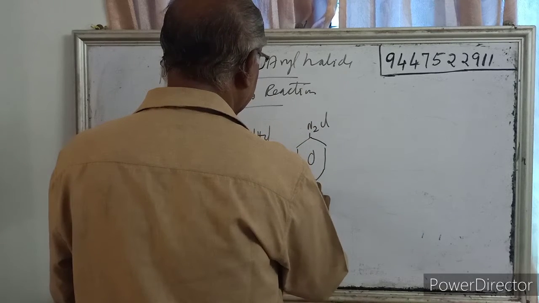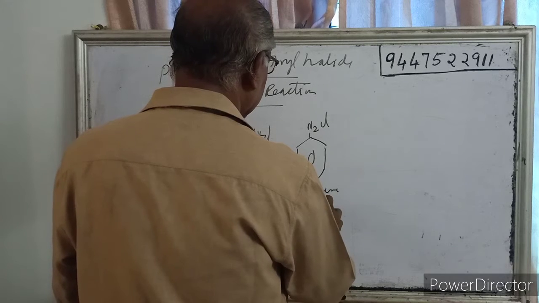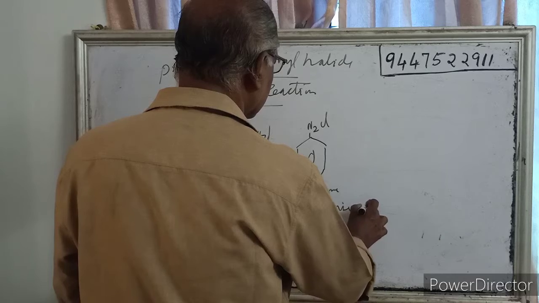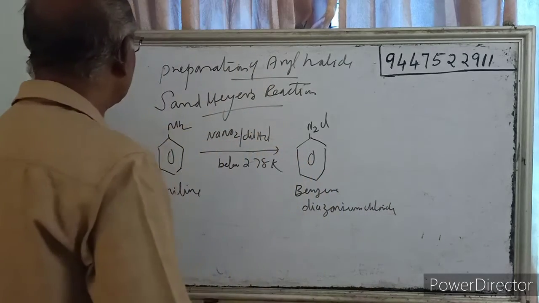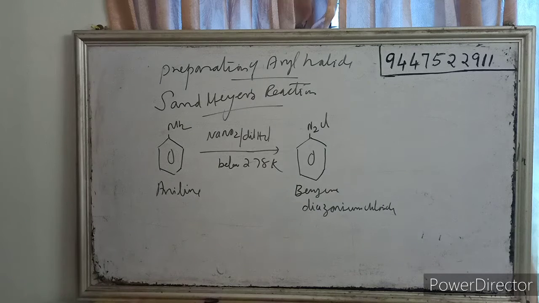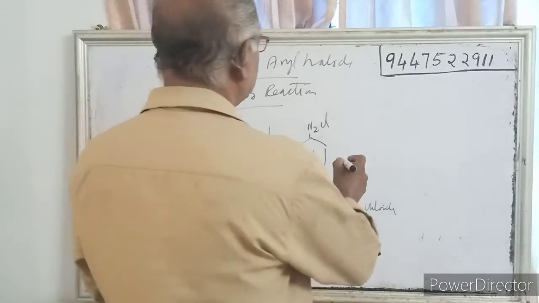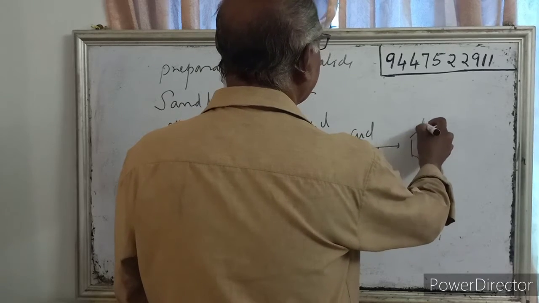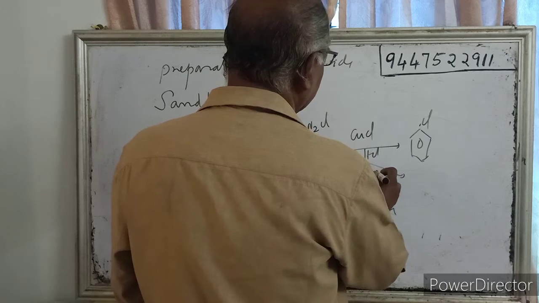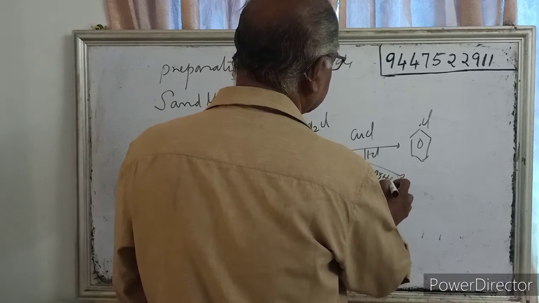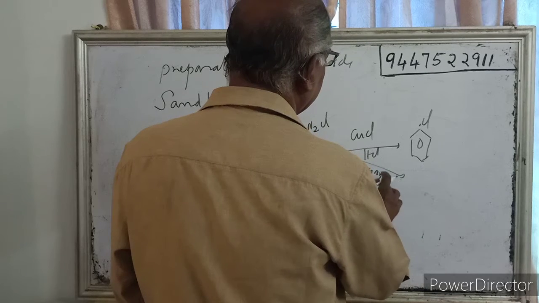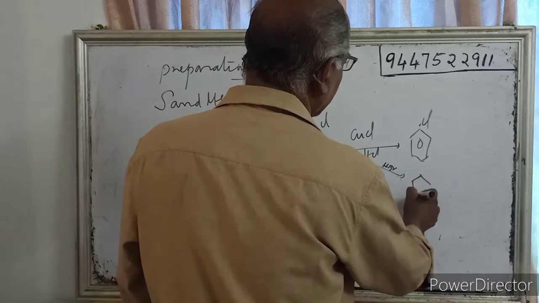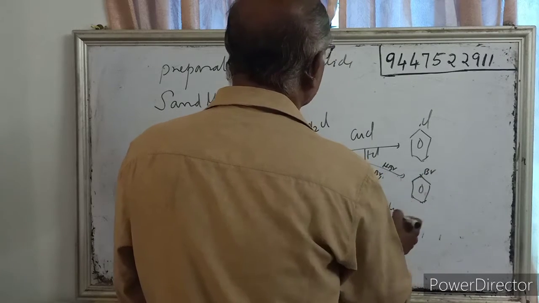C6H5N2Cl, benzene diazonium chloride. So aniline that reacts with NaNO2 and dilute HCl below 278 Kelvin gives benzene diazonium chloride, and this one reacts with CuCl and HCl to give chlorobenzene, and CuBr and HBr gives bromobenzene.